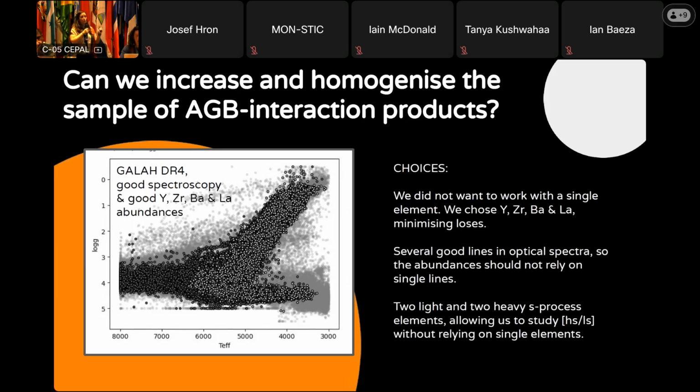I stayed with 4. I didn't want to stay with 1 only because that was one of the strengths of Gaia-ESO, right? It would be silly to go to the survey that gives me more and then stay with 1. And I picked 2 light S-process elements and 2 heavy S-process elements to be able to do statistics of the S-process, not relying on a single element. I also chose these 4 because I minimize the losses when I go to the good quality flags that the survey gives me.